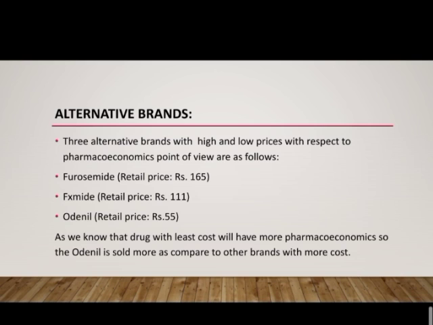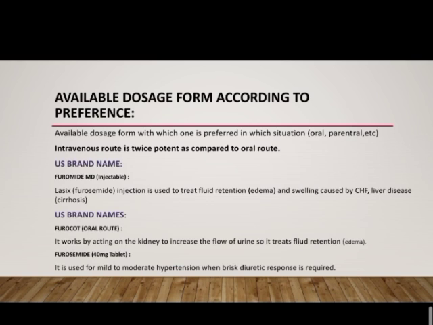So what are the alternative brands? Three alternative brands with low and high prices with respect to the pharmacokinetics point of view. In pharmacokinetics, we have to analyze the price of the drug. So the drug having the least price is sold more. So the first brand has a retail price of 165. The second brand's retail price is 111. Ondil, its retail price is 55. So the drug having the least price will be sold more. So Ondil is sold more as compared to other brands. It is the cheaper one.